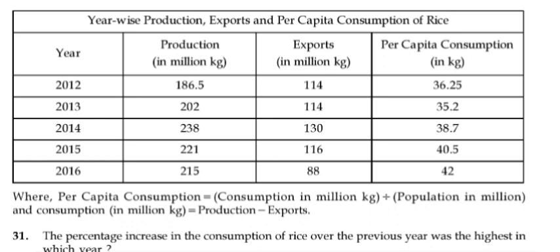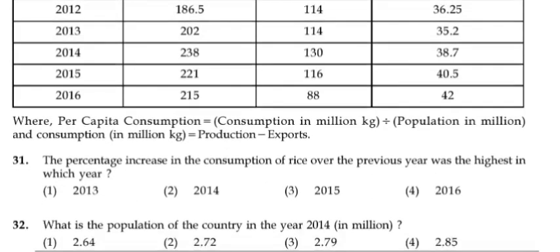Year-wise production, exports, and per capita consumption of rice. Years are like this: 2012, 2013, 2014, 2015, 2016. Production in million kg: 186.5, 202, 238, 221, 215. Export in million kg: 114, 114, 130, 116, 88. Per capita consumption in kg: 36.25, 35.2, 38.7, 40.5, 42. Where per capita consumption is consumption in million kg divided by population in million, and consumption in million kg equals production minus exports. Now we have to solve the questions.